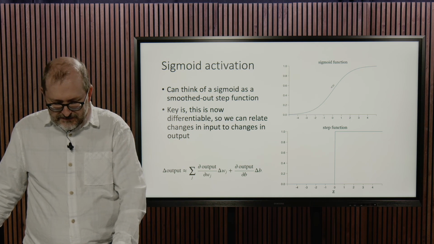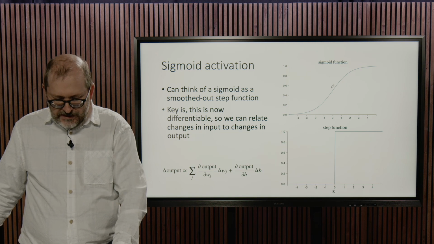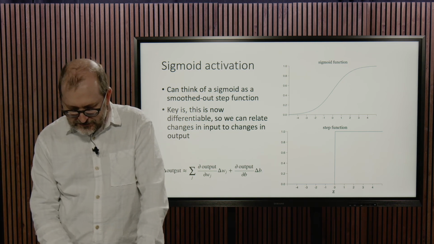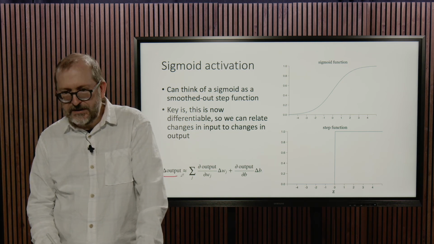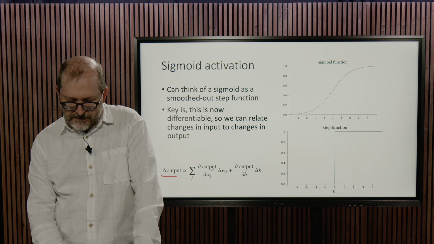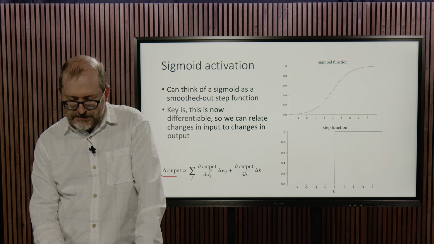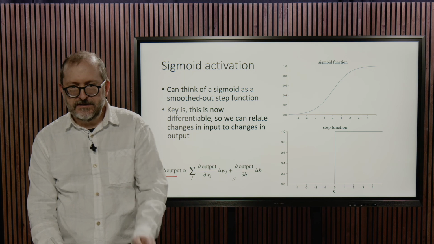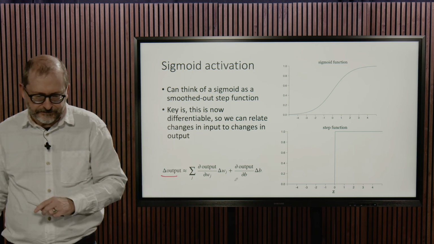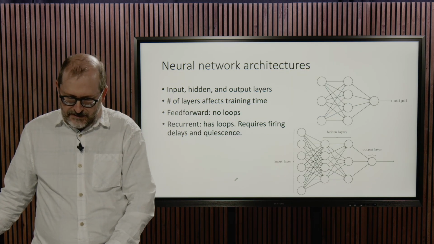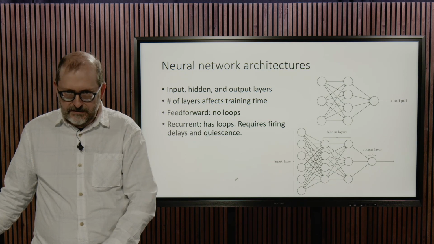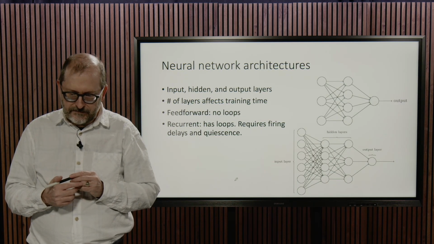Yeah, it looks like this. And so now, if you're able to differentiate your function, then you can relate the change in output to the change in your inputs, or a change in your weights, right? And like I say, that's the basis for backpropagation.